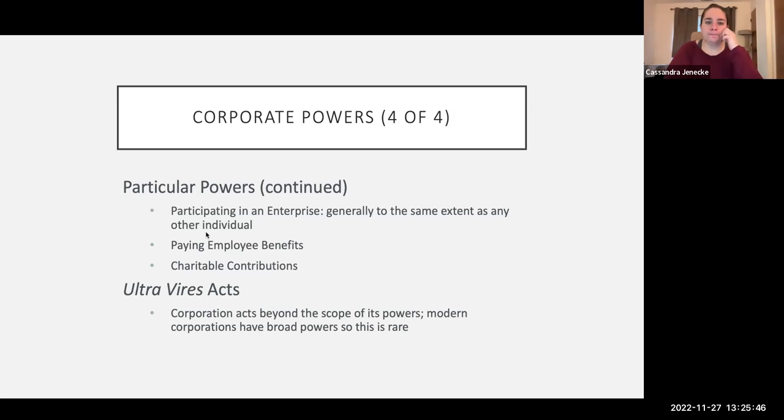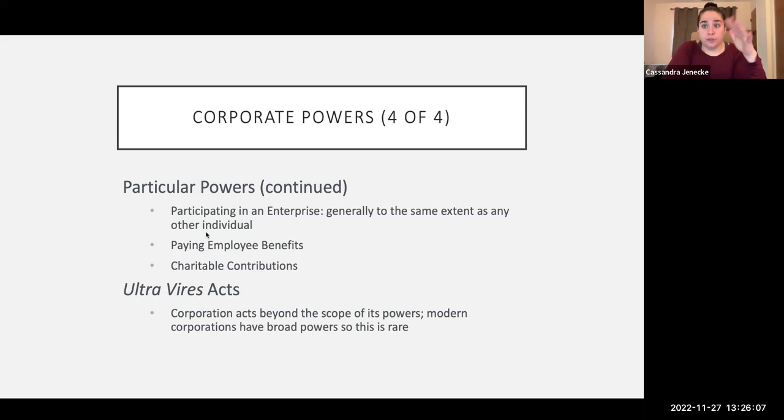Last couple of powers, they get to participate in an enterprise. That's the whole point of being an incorporation. They have to pay employee benefits, and they can make charitable contributions. Now, included in this, they can also make political contributions, and that's really what Citizens United was all about.